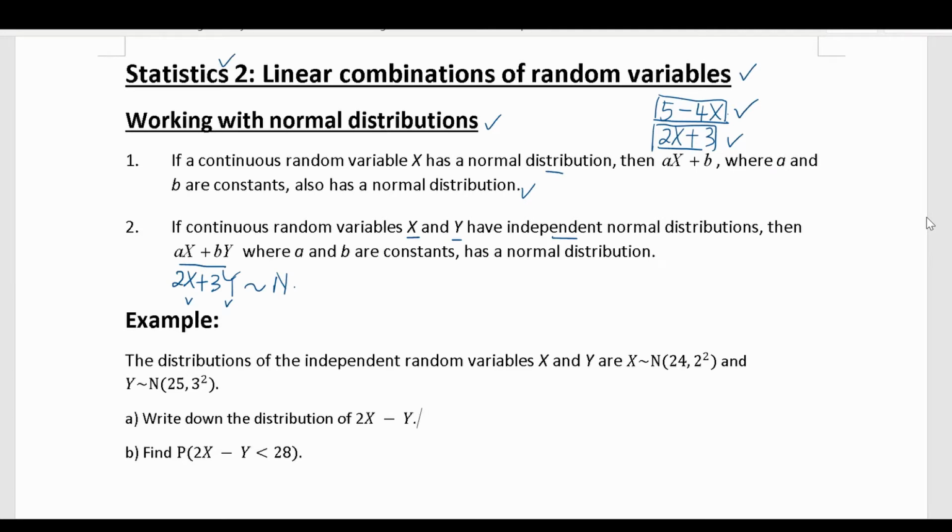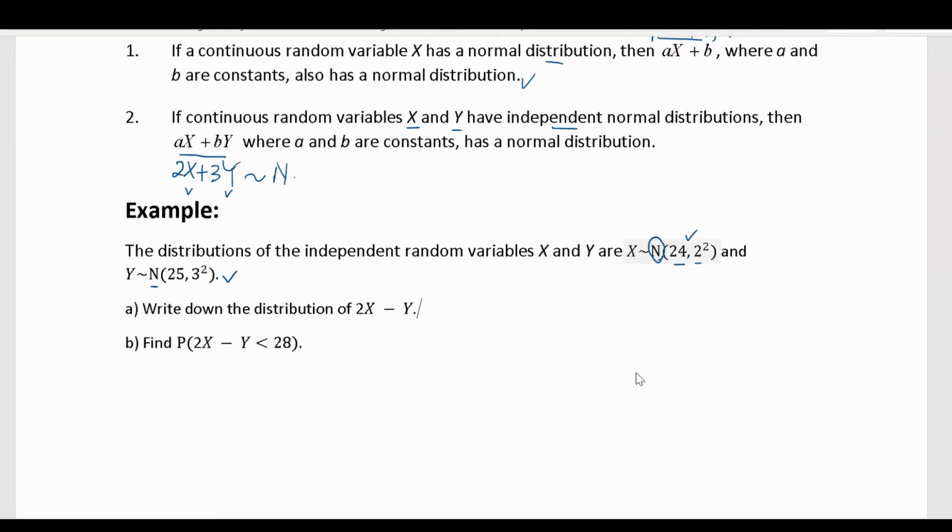The distributions of the independent random variables X and Y are given. We can see X follows a normal distribution with mean 24 and variance 4, that's why the standard deviation is 2. And Y is the same, a normal distribution. Now we need to write down the distribution of 2X minus Y. Based on point 2, if X is a normal distribution and Y is also a normal distribution, hence 2X minus Y is a normal distribution.